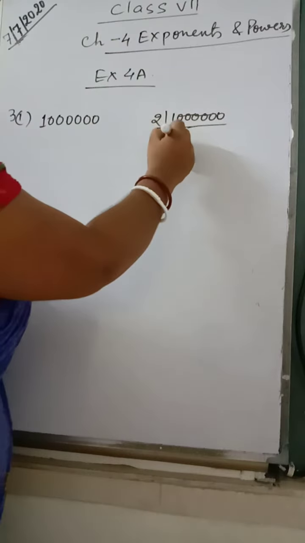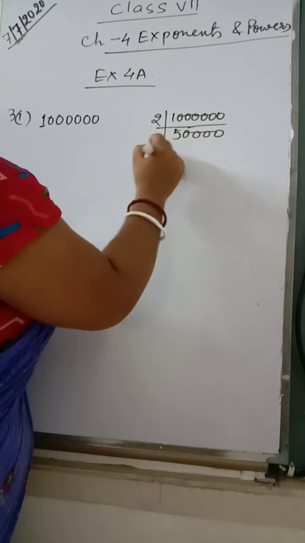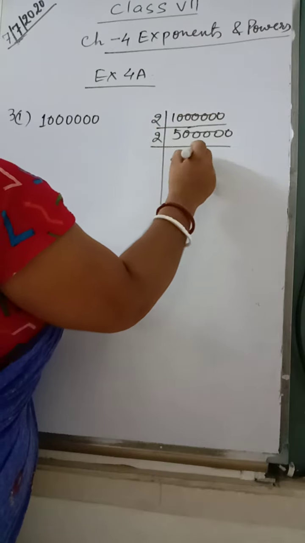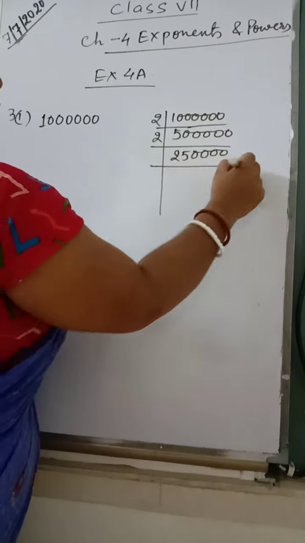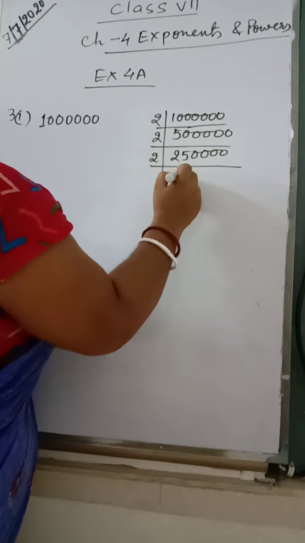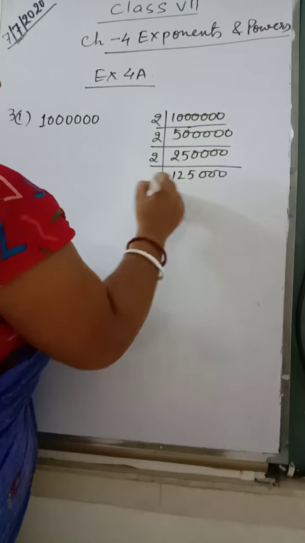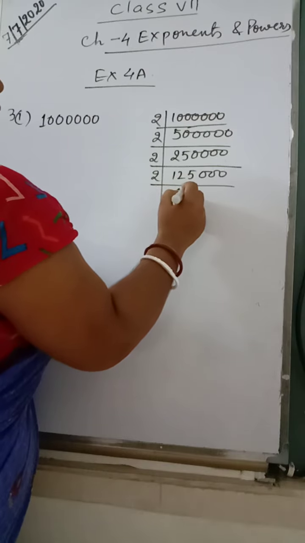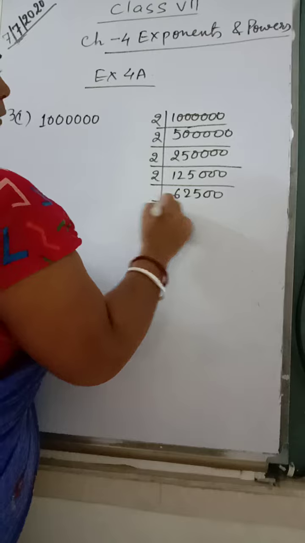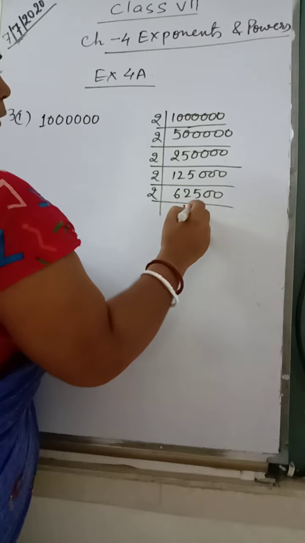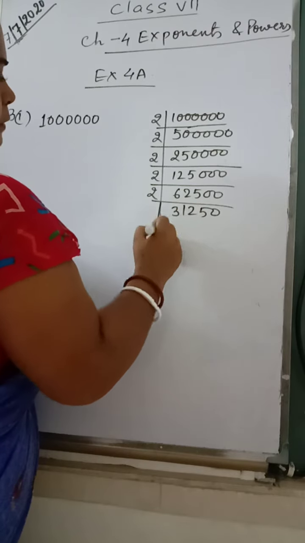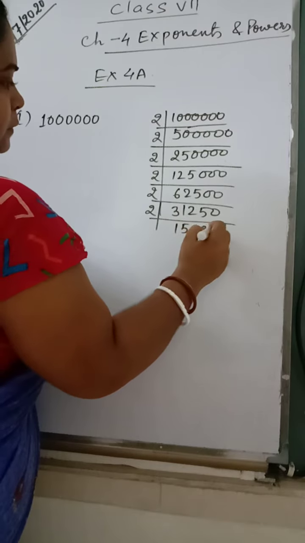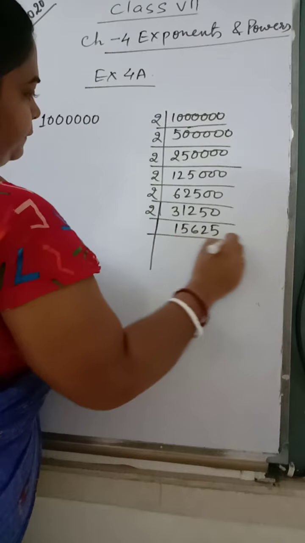10 lakh with 2 gives 5 lakh, with 2 gives 2,50,000, with 2 gives 125,000, with 2 gives 62,500, with 2 gives 31,250, with 2 gives 15,625. Now it will go with 5.